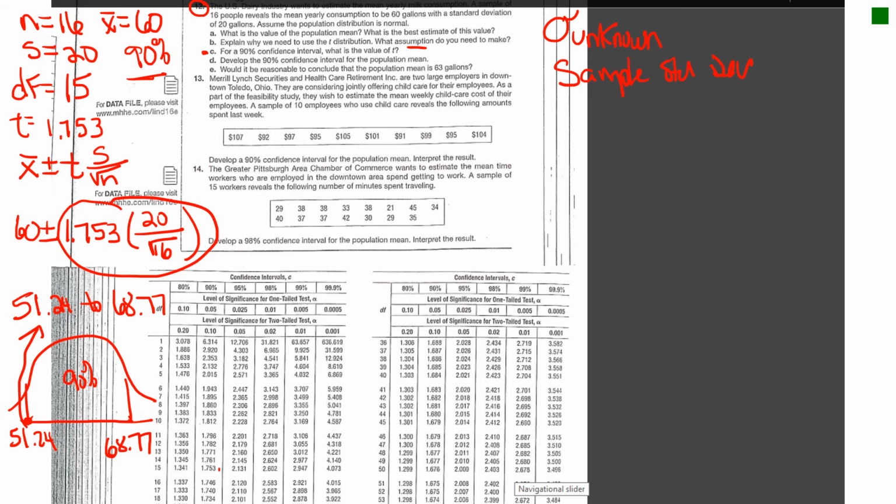And then when they ask you the question in letter E, would it be reasonable to conclude that the population mean is 63 gallons? Well, look, 63 is in this range, so you could say it's reasonable because it definitely falls within this range. So again, this is an illustration on how to use the t-table. Remember, it's using this sample standard deviation that tells you when you have to use the t-distribution table.